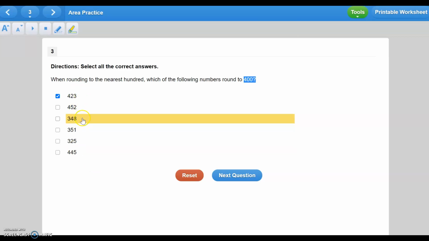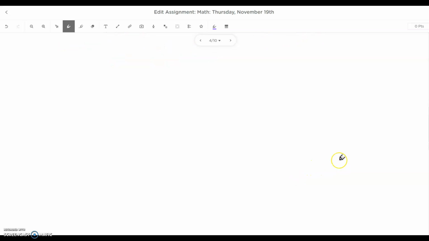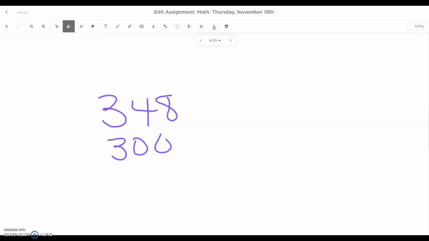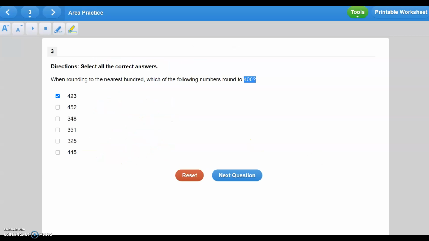Our next one is 348. Remember, you can pause the video if you need to write stuff down. 348. It's either going to stay at 300 or round to 400. Find the place and look next door. 5 and above, give it a shove. 4 and below, let it go. It is 4 and below, so it stays at 300. So that one would not round to 400.